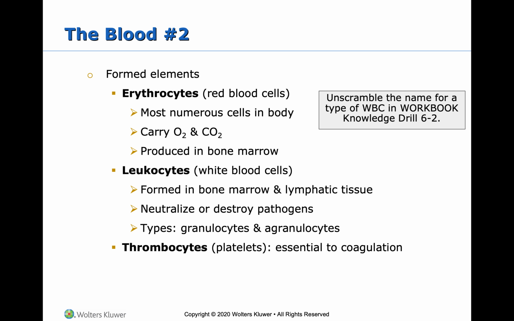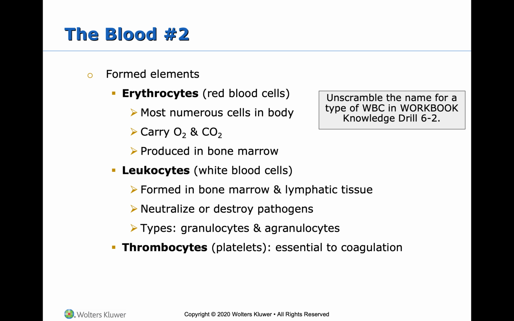Your granulocytes have three different types. Okay, so try to break it down. Leukocytes, there's two types, granulocytes and agranulocytes. Granulocytes include neutrophils, eosinophils, and basophils. So there's three different cell types of granulocytes. And there's two different cell types of agranulocytes, including monocytes and lymphocytes.